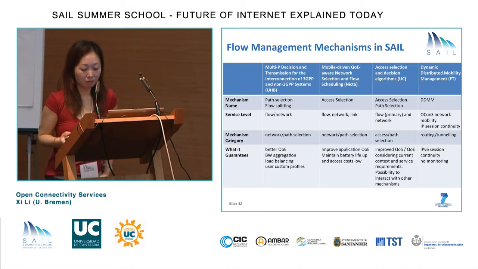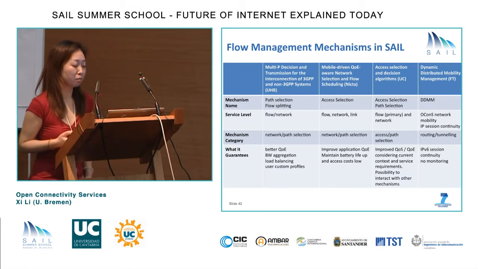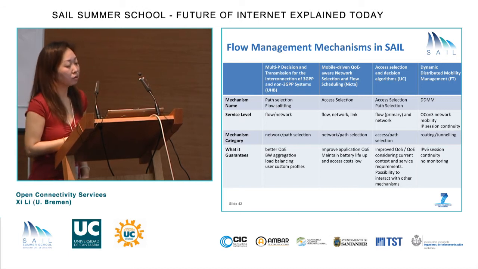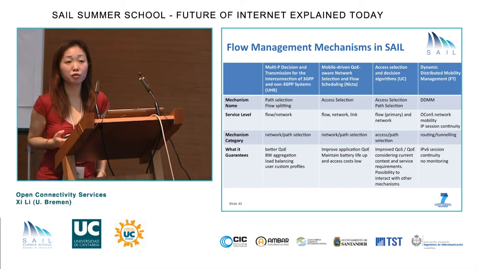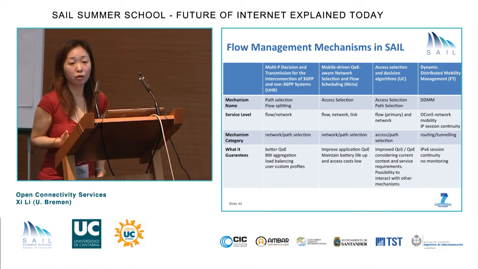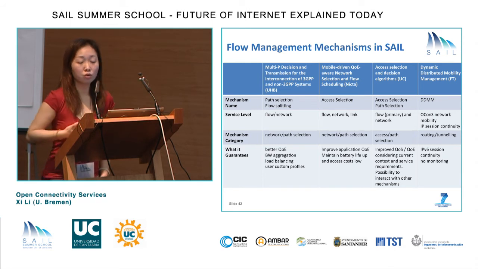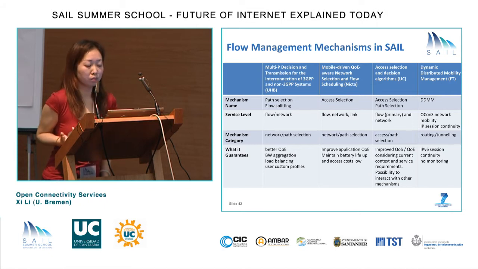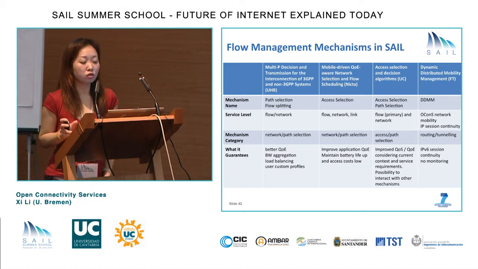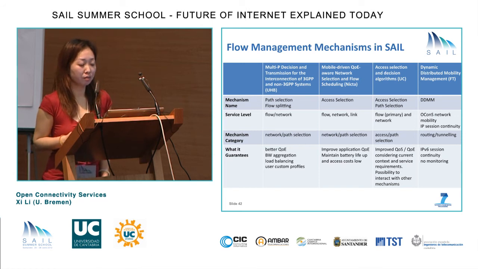So basically, there are 4 different flow management mechanisms which have been proposed. The first one is proposed by the University of Bremen in Germany. They are trying to propose a user-centric approach, which is mainly about, once you have selected a number of access networks, which could be 3GPP interworking with non-3GPP systems, how we distribute the application flows over these selected networks.